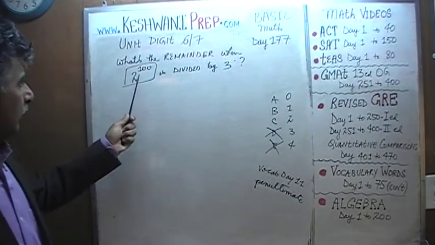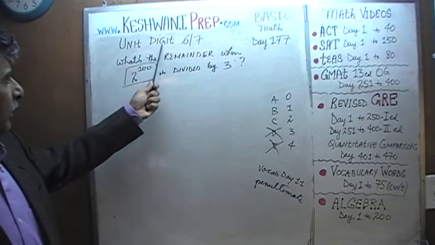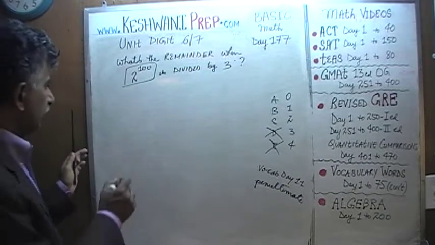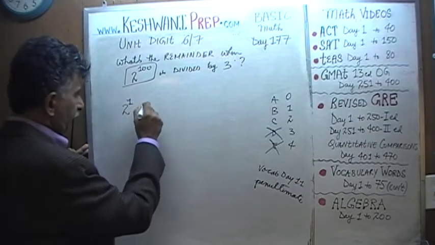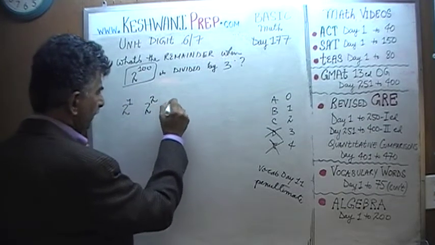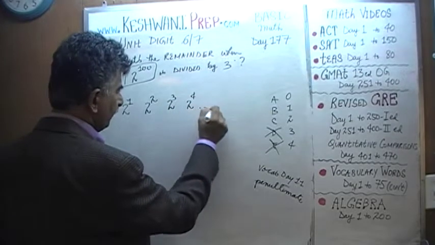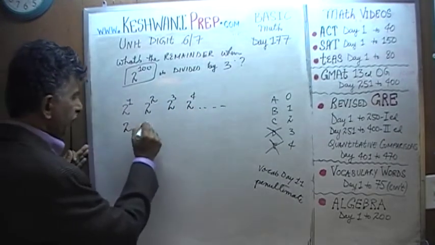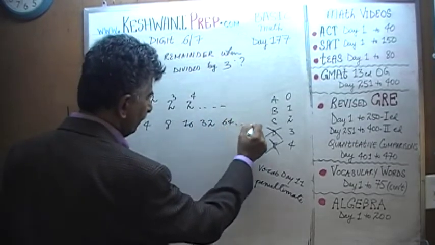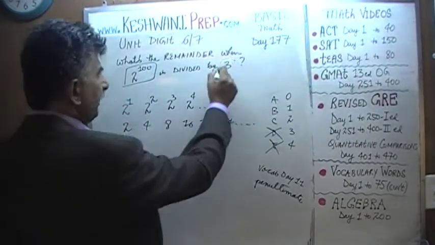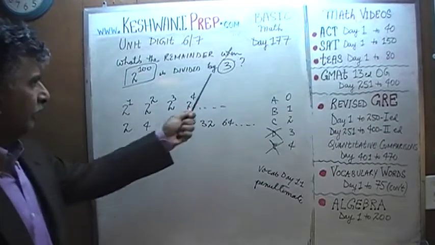As I said before, this question has to do with being able to recognize the unit digit. So let's find out what the unit digits are going to be. For example, 2 raised to 1, 2 raised to 2, 2 raised to 3, 2 raised to 4, and so on. 2 raised to 1 is 2, then we have 4, then 8, then 16, then 32, 64, and so forth. And now we're going to divide them by 3.